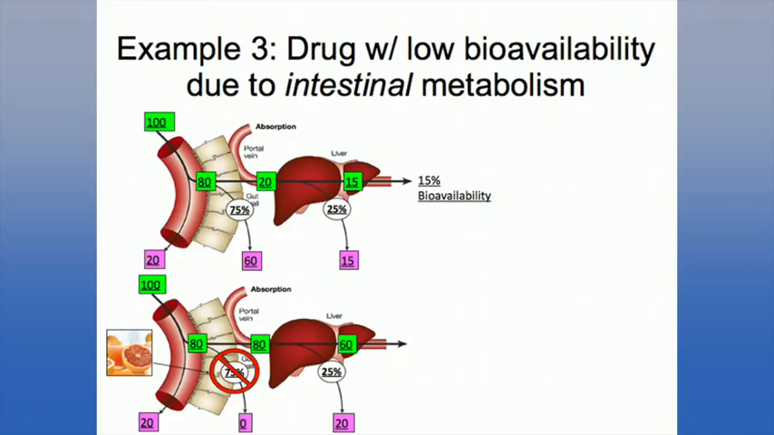The net most marked difference is that 60 milligrams of this drug is going to enter into plasma in comparison to 15 milligrams in the absence of grapefruit juice. And this represents a difference of 15% versus 60%, a whopping 300% difference in bioavailability.